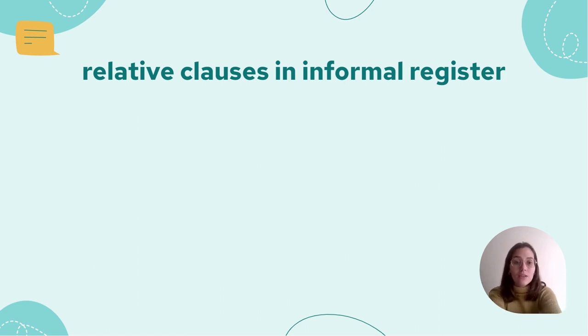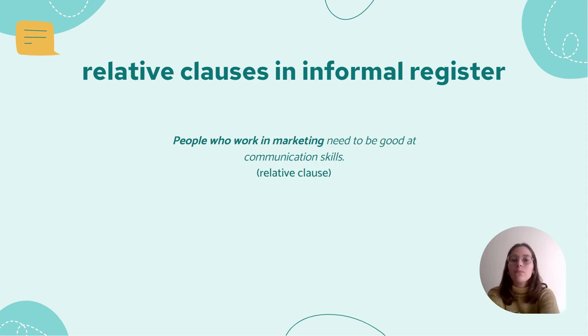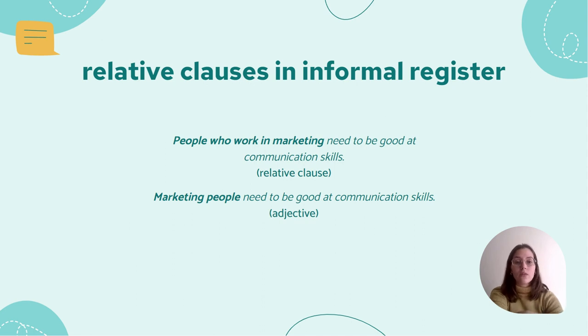Now, let's talk about informal register. For example, people who work in marketing need to be good at communication skills. I've got relative clause who work in marketing in the place of the subject. Excellent. What if I want to reduce this information, make it more informal? I can do so by means of choosing to place this information in an adjective. Marketing people need to be good at communication skills.